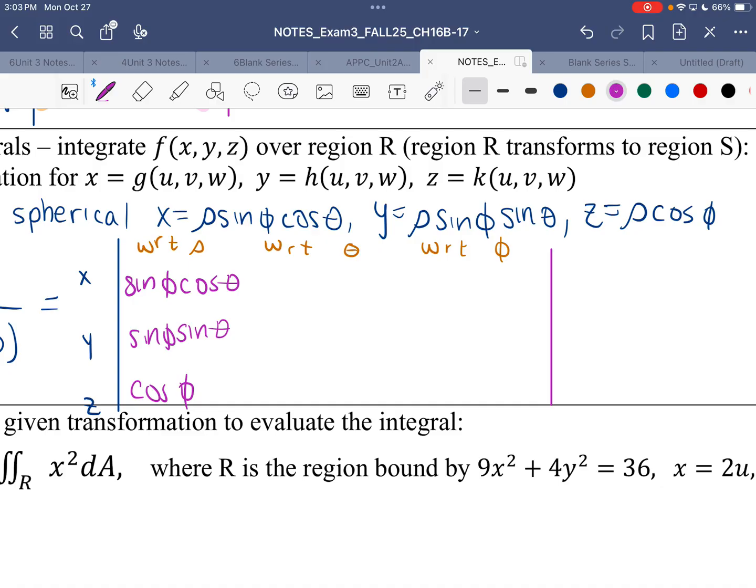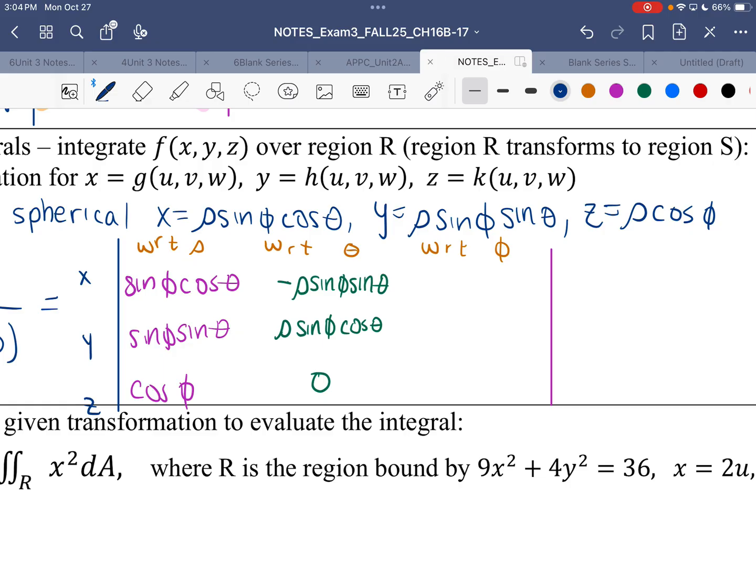Chloe, what's the derivative of x with respect to theta? Good. All right, and then we're going to have positive rho sine phi cosine theta. And then what's the derivative of z with respect to theta? 0.